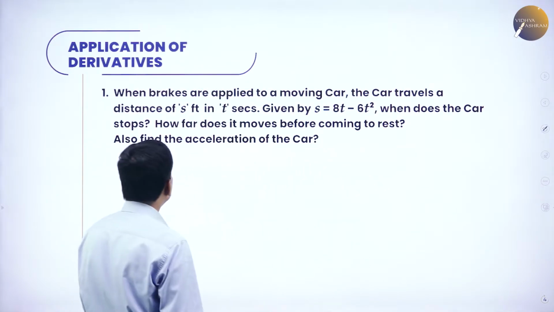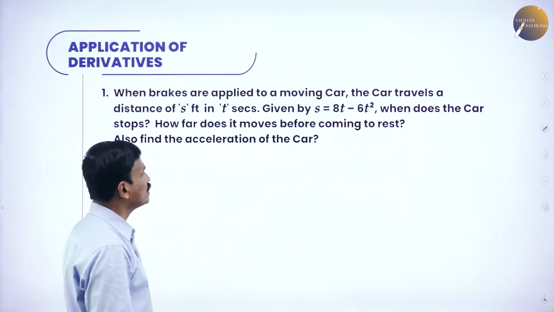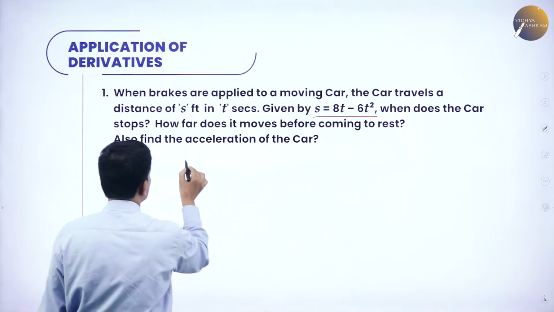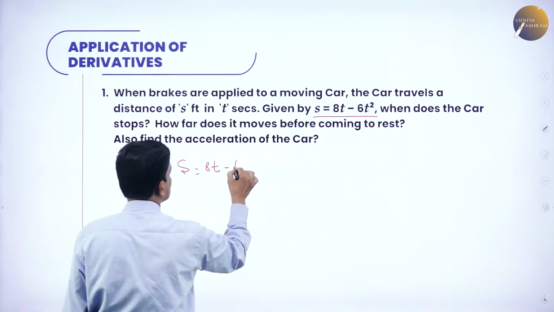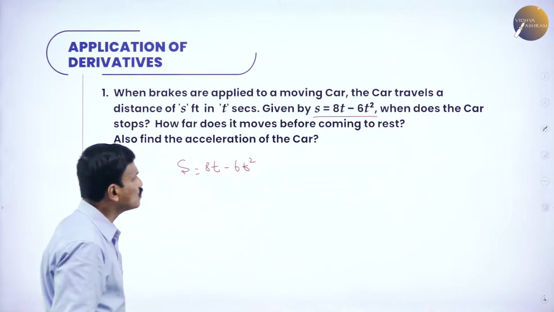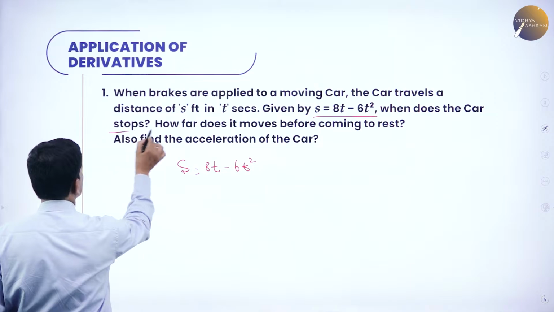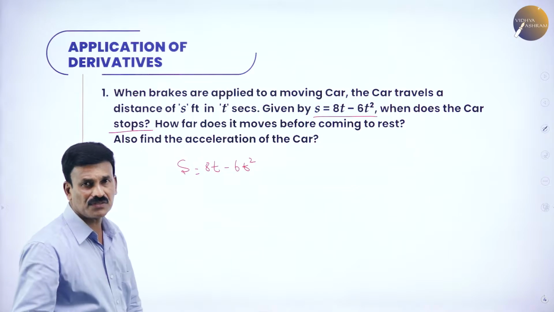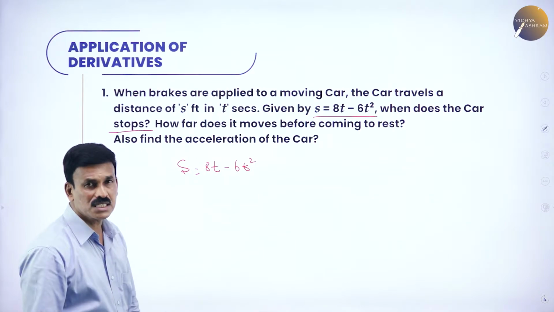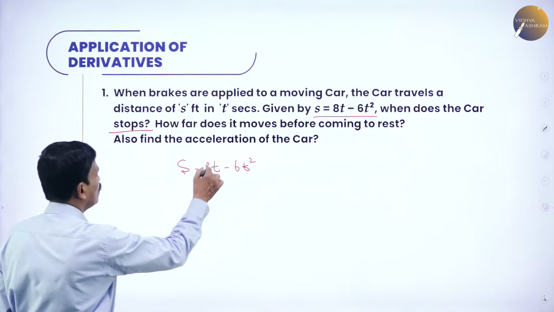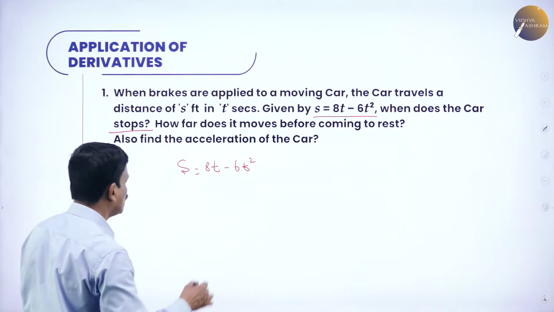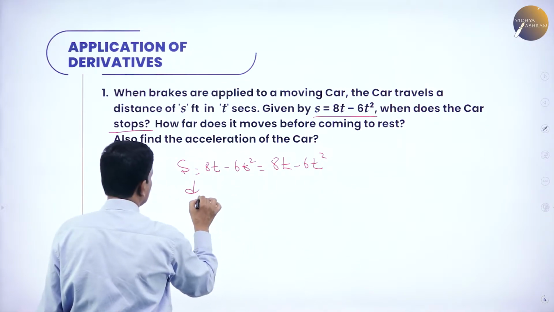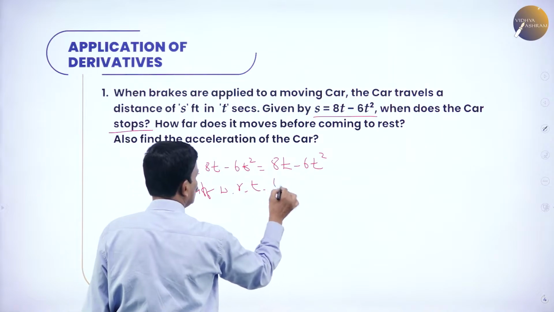When brakes are applied to a moving car, the distance s traveled in time t seconds is given by s is equal to 8t minus 6t square. When does the car stop? How far does it move before coming to rest? Find also the acceleration of the car. Now we have to find the acceleration, the distance traveled and the time taken. What is given? s is equal to 8t minus 6t square. Differentiate this with respect to t, what will you get?